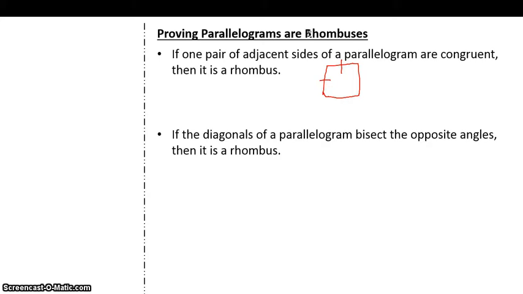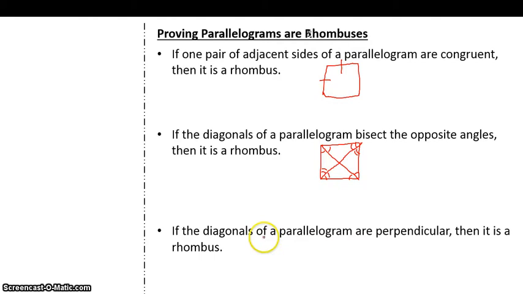Another way to prove that a parallelogram is a rhombus is if the diagonals of the parallelogram bisect the opposite angles, then you can say it's a rhombus. This was one of the characteristics that we talked about the other day. So when the diagonals bisect the opposite angles, that means these 4 little angles are congruent to each other. And if I draw on this diagonal, that means these 4 angles are congruent to each other. So if they show you a picture like this and ask you, is this parallelogram a rectangle, rhombus, or square? You would say it's a rhombus because the diagonals bisect the angles. And remember, that was one of the characteristics of a rhombus, is that the diagonals bisect the angles.